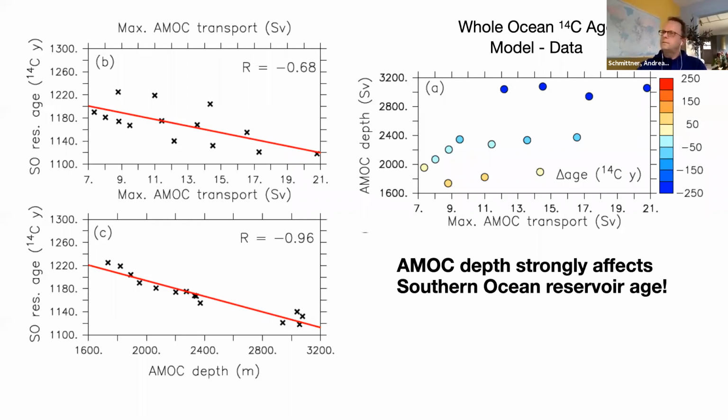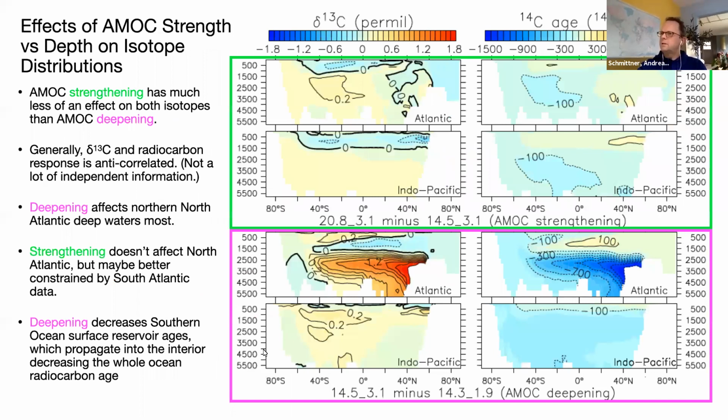And then we can also, of course, in the model look at the different patterns that you get from AMOC depth versus AMOC strength changes on these isotope distributions, and that is shown here in this graph, which would be the last one of this presentation.